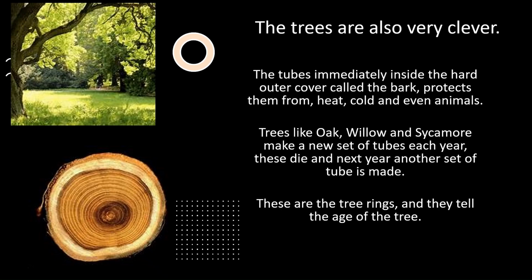The trees are also very clever. The tubes immediately inside the hard outer cover called the bark protects them from heat, cold, and even animals. Trees like oak, willow, and sycamore make a new set of tubes each year. These die, and next year another set of tubes is made. These are the tree rings, and they tell the age of the tree.